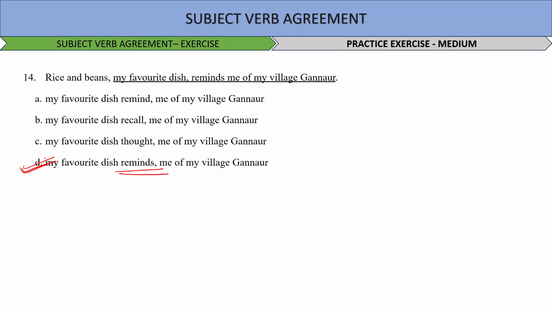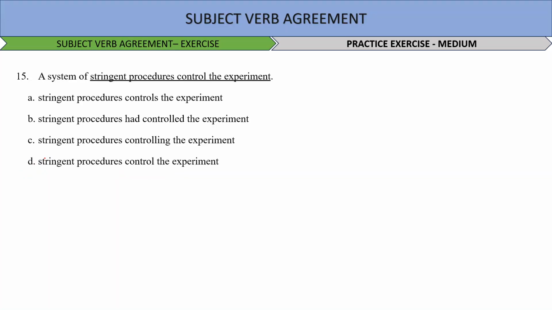A system of stringent procedures control the experiment. So a system is a singular subject and will take a singular verb. So here control is not appropriately used and it should be controls. So where is the controls option? You see, only in option number A. Hence option number A makes my answer.